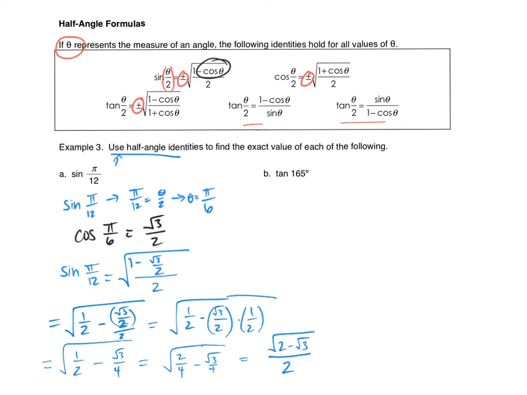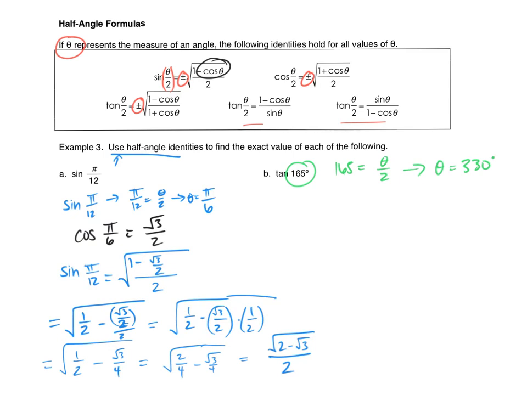In example 3b, we're going to take the tangent of 165 degrees. Now this is not one of our angles we memorized on our unit circle. You could think about dividing this by 2, but that gives us a fraction as our degrees. And we definitely didn't memorize any of those. So maybe 165 equals theta divided by 2 instead of us dividing 165 by 2. Which means that theta could equal 330 degrees. Now that one we did memorize.